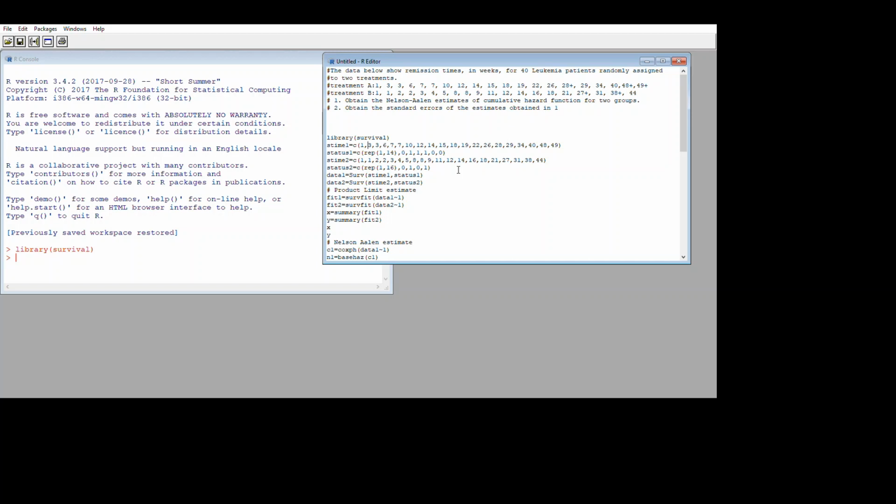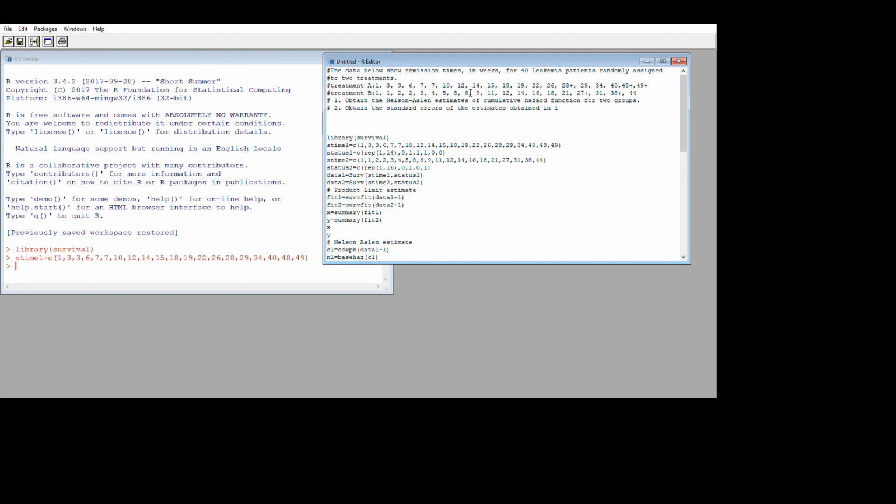To do this, we need to call the library survival. Now let's enter the data. S-time1 denotes the survival times of patients assigned to treatment A, and status 1 indicates whether the observations are exact or censored. We assign the value 1 for an exact observation and 0 for a censored observation.